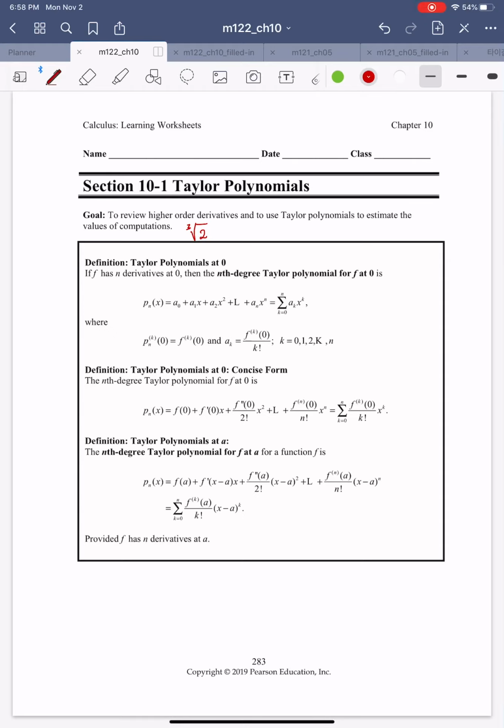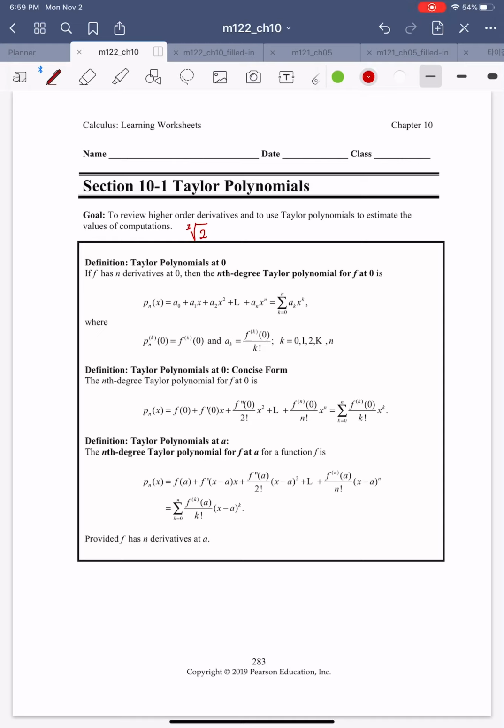one way we can get that value is just directly use the calculator, enter cube root of 2, and you get a value. But instead of using the calculator, we are going to come up with a polynomial called a Taylor polynomial and use that to approximate cube root of 2. So that's the goal of the section. So let's start with the definition and then work on some example problems.